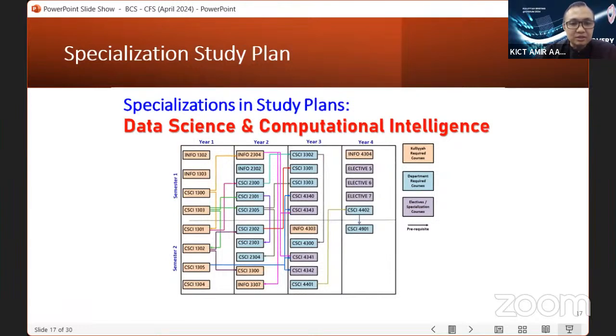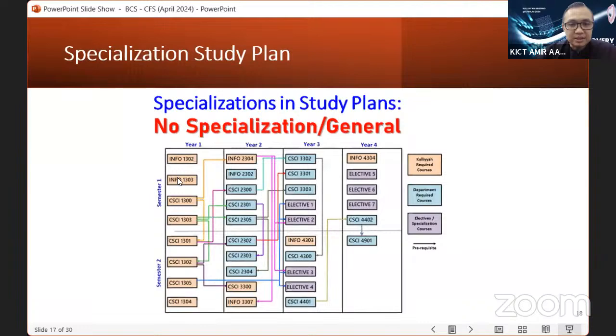Same with the data science and computational intelligence. So you start to take the courses in data science and artificial intelligence or computational intelligence in the 3rd year, 4340, 4343. And you need to take the 4 main core elective courses in order for you to qualify for this specialization. And then you can take electives 5, 6, 7 from any specialization courses that we offer in the department. Okay, and if you go for the general structure, you can see the electives are not specific. So electives 1, 2, 3, 4, 5, 6, and 7, you can choose from any elective.